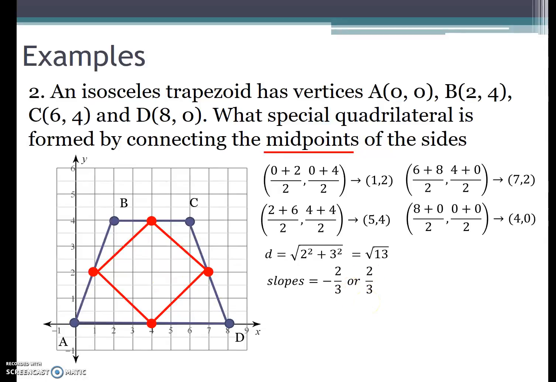Well, these are not opposite reciprocals. They're opposite signs, but they're not reciprocals of each other. So we know we don't have a right angle at each of these vertices here. But I do know all 4 sides are the same, so therefore I can say it's just a rhombus, okay?